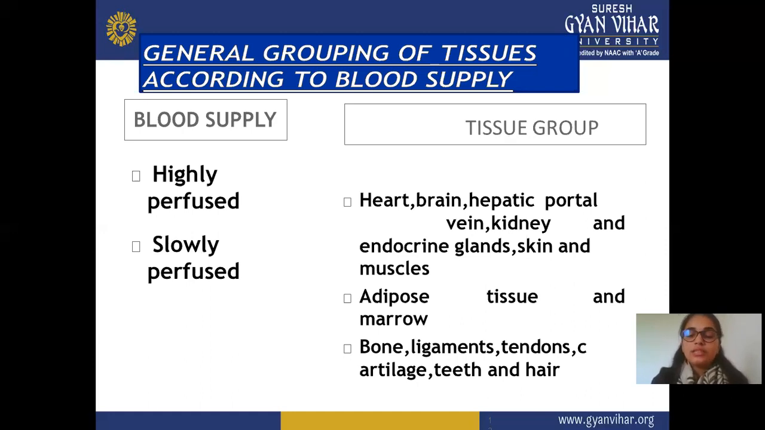And the second group is slowly perfused tissue and organs. These come under the peripheral compartment. This includes bone, ligaments, tendons, cartilage, teeth, and hair. These are the parts where the slowly perfused organs are included, and the drug passes at a slow rate compared to the central compartment.